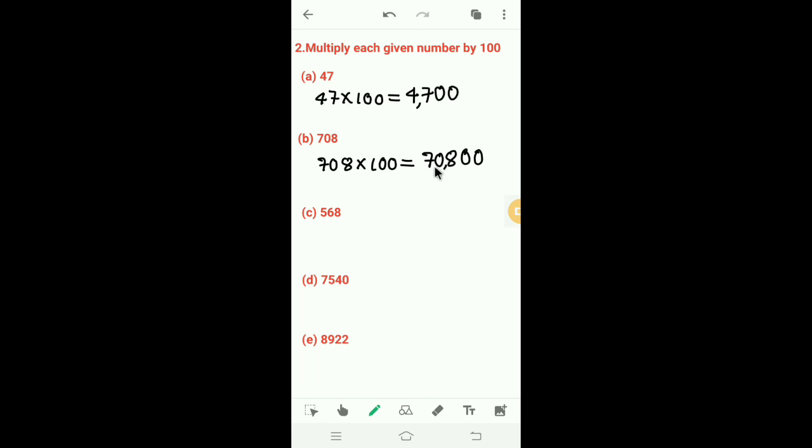So the answer is 70,800. 708 into 100 is equal to 70,800. C1, 568 into 100 is equal to, if we multiply any number by 100, then write given number as it is and add 2 zeros at the end of the number. So 568 into 100 is equal to 56,800.